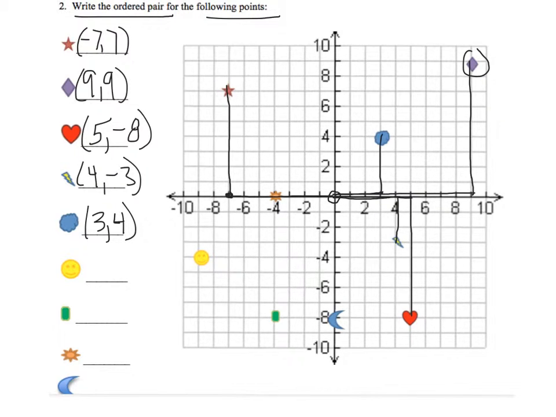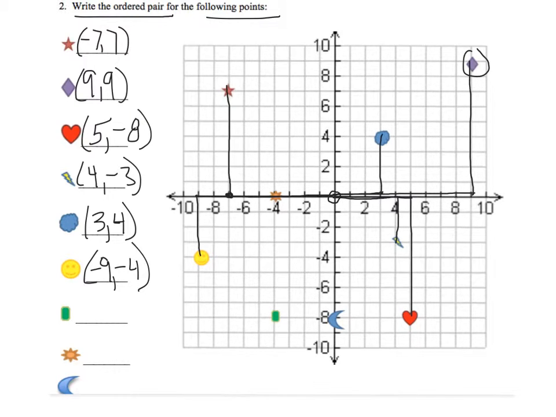The smiley face, yay, very happy. So along the x-axis, we're going to go from the origin all the way over to -9. And then from -9, we're going to go all the way down to -4. So that's over in quadrant 3.